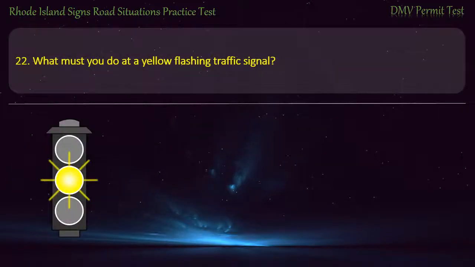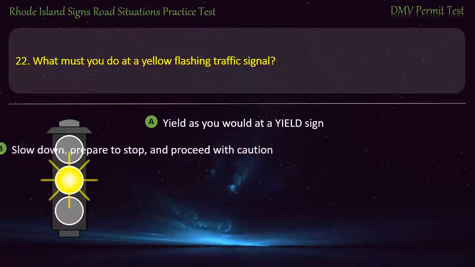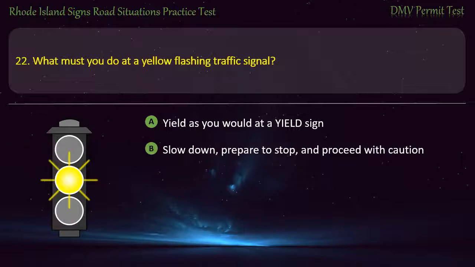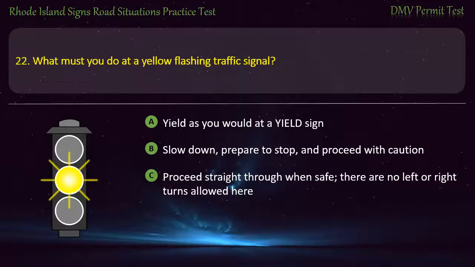Question 22. What must you do at a yellow flashing traffic signal? Yield as you would at a yield sign. Slow down, prepare to stop, and proceed with caution. Proceed straight through when safe, there are no left or right turns allowed here. Stop and yield as you would at a stop sign. Answer. Slow down, prepare to stop, and proceed with caution.